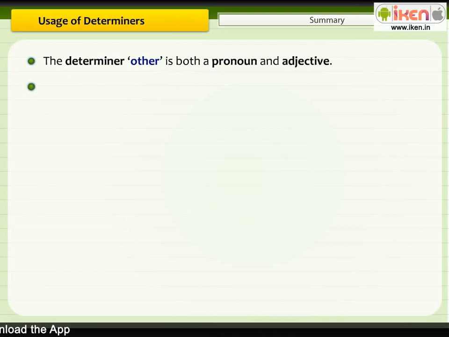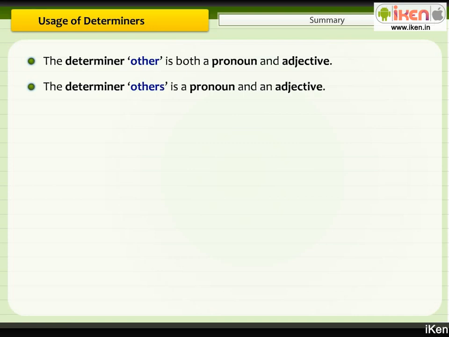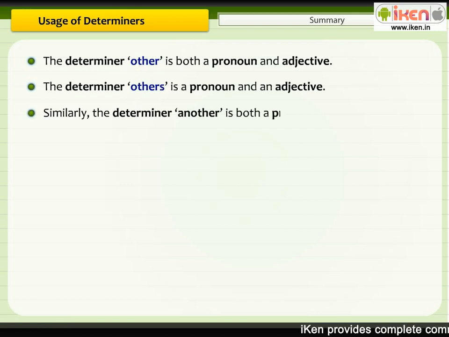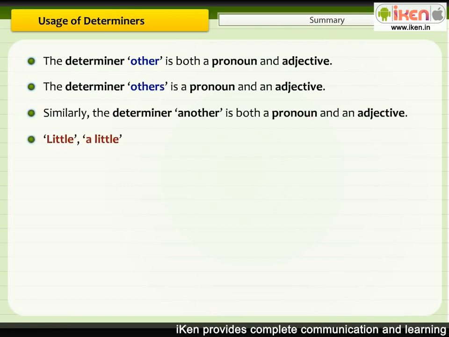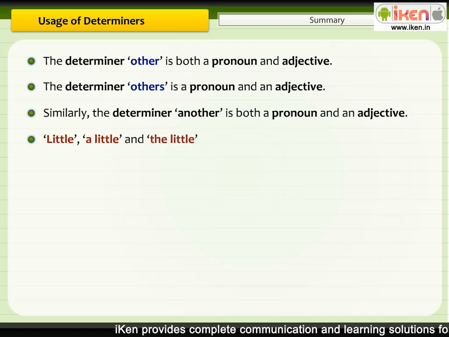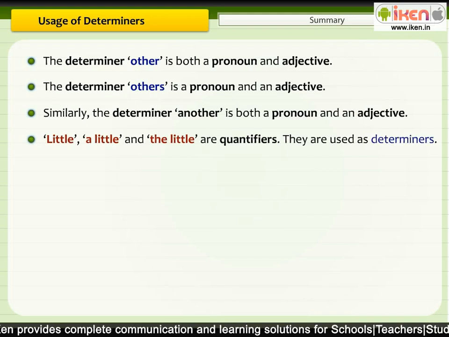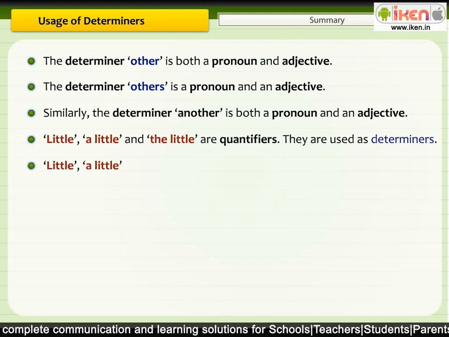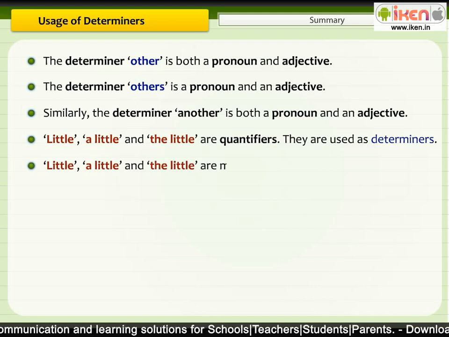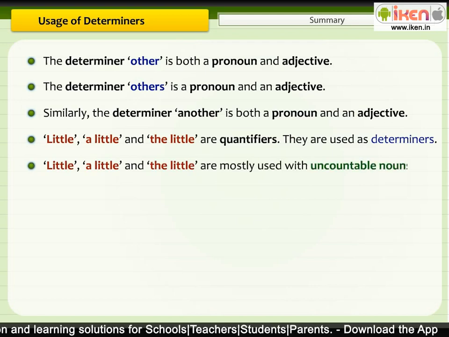The determiner other is both a pronoun and adjective. The determiner others is a pronoun and an adjective. Similarly, the determiner another is both a pronoun and an adjective. Little, a little, and the little are quantifiers. They are used as determiners. Little, a little, and the little are mostly used with uncountable nouns.